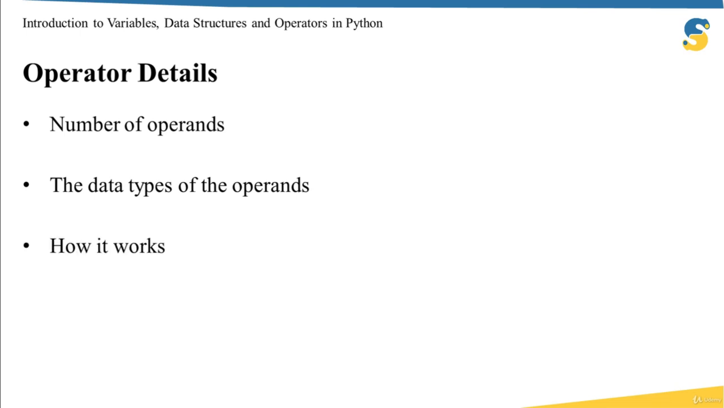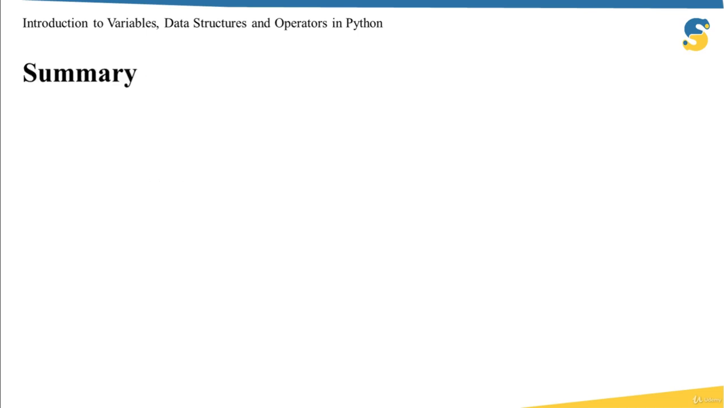You have to understand also how this operator works. So for example, one operator adds one number to another, one operator subtracts one number from another, and so on. So you have to understand how it works. And finally, once the operator works, it will give you a result. So you have to understand what is the data type of this result once we execute this operator.